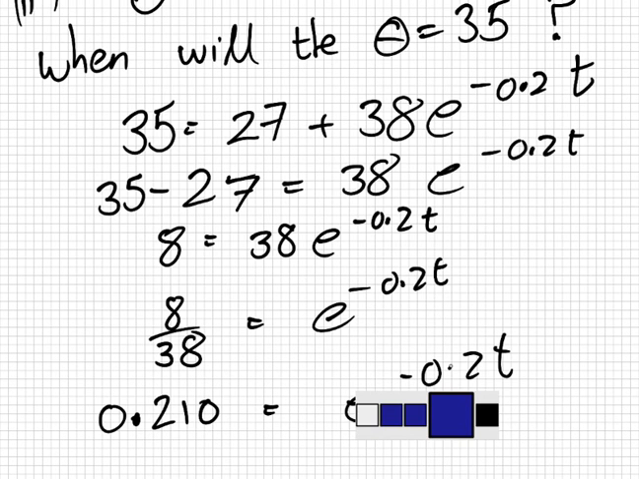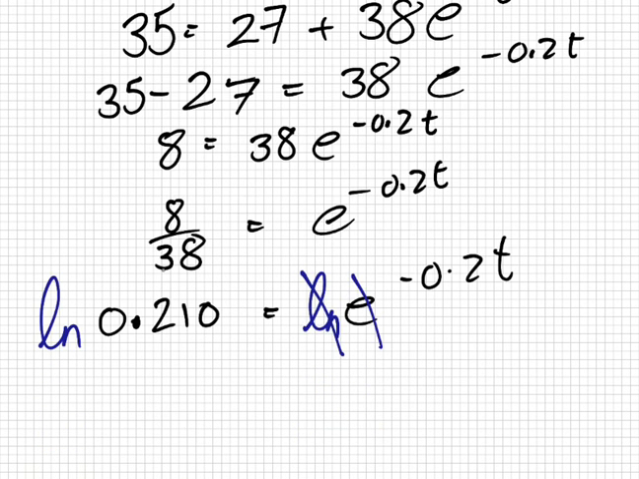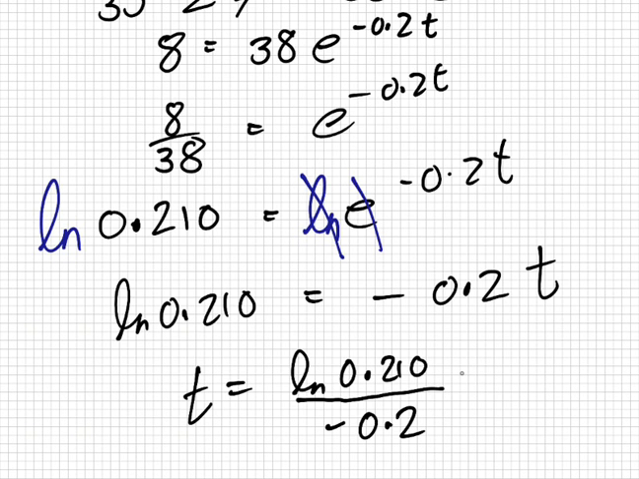Okay, how can I cancel the e? What do I use to cancel an e? Log. Log and e cancel. So now you have log 0.210 equals minus 0.2 t. So we have our answer: t equals log 0.210 all over minus 0.2. So what's that, please? 7.8, is it?